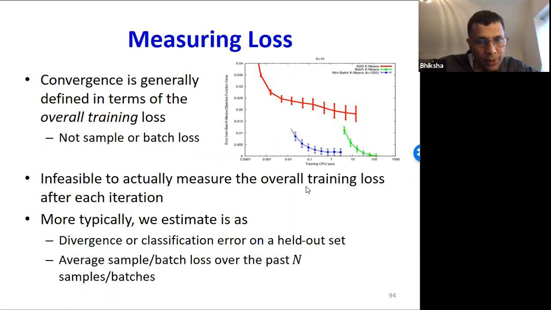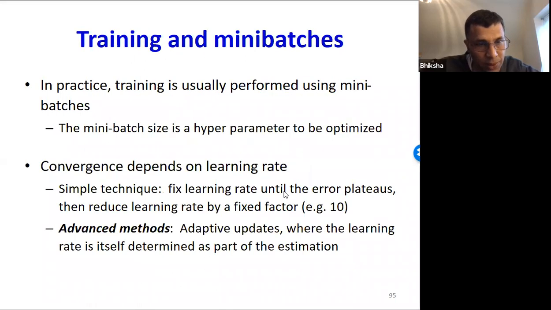It depends on the loss function. In general, mini batches are just going to be better than SGD, both in terms of computation, because you can vectorize mini batches much better than SGD, and in terms of the loss and the final performance. So in practice, training is usually performed using mini batches, but the mini batch size is a hyperparameter to be optimized. And the convergence depends on the learning rate and all of the other things that we said still help.